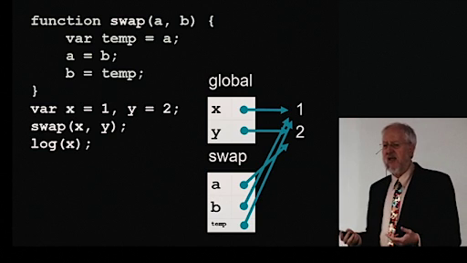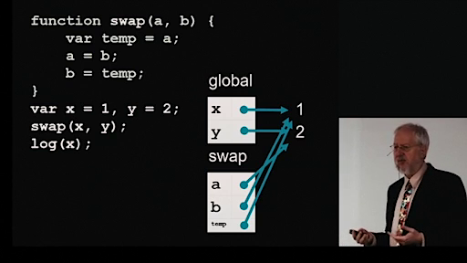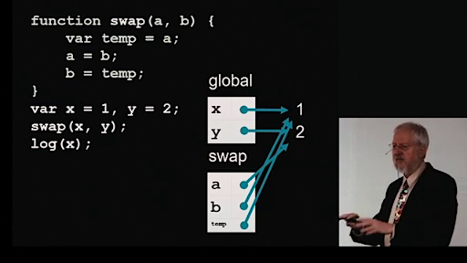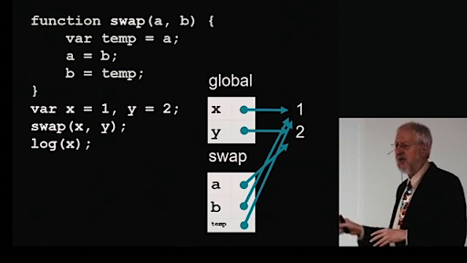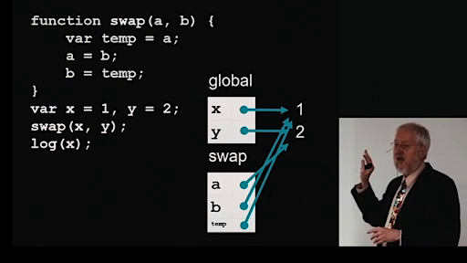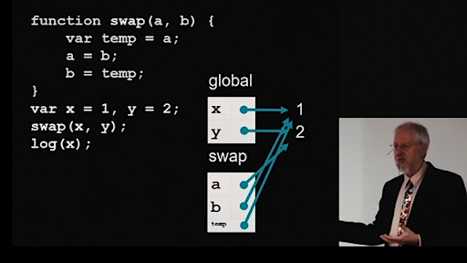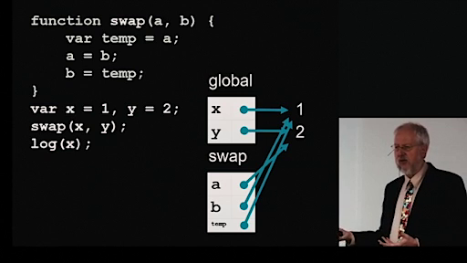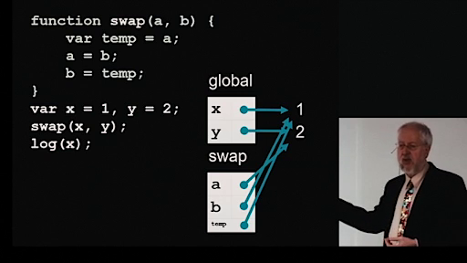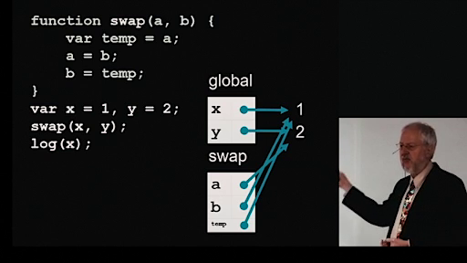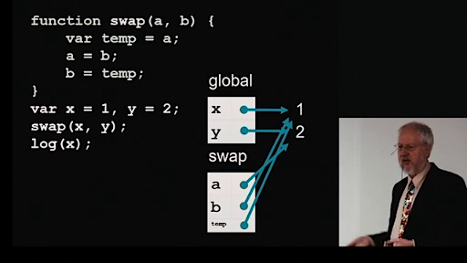I'm hoping that someday in the future, JavaScript gets macros. So instead of saying function swap, I'd say macro swap. And in that case, macros do get passed variable names, and macro swap would be a useful thing. But as written, function swap is pretty useless.